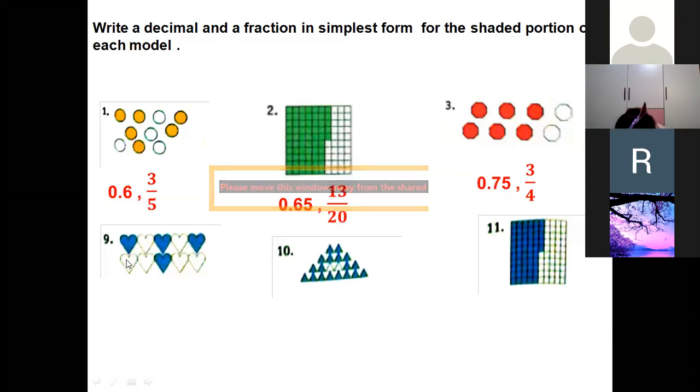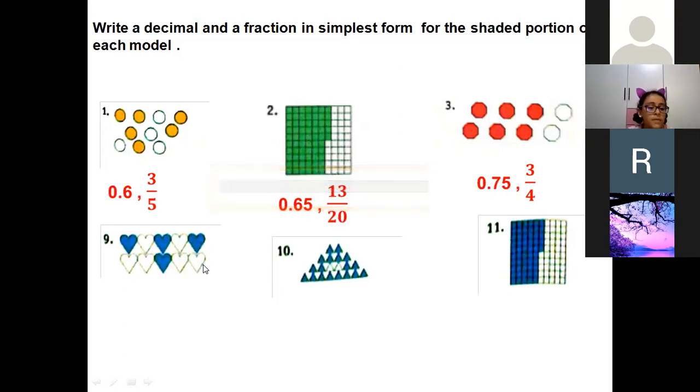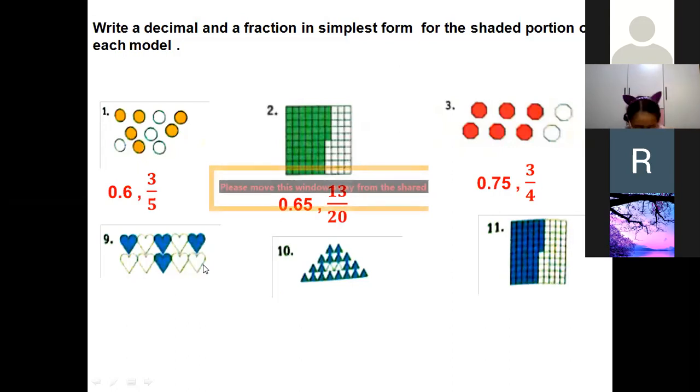10. 4 over 10, and the simplest form is... What's the common factor between 4 and 10? What can you divide them by? We have to divide by 2. Excellent. 4 divided by 2 is 2, and 10 divided by 2 is 5. So it's 2 over 5.